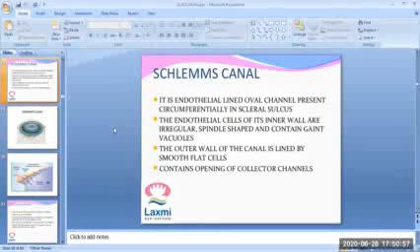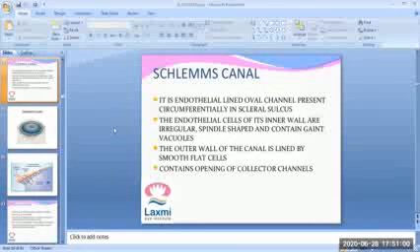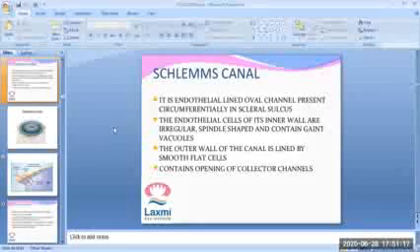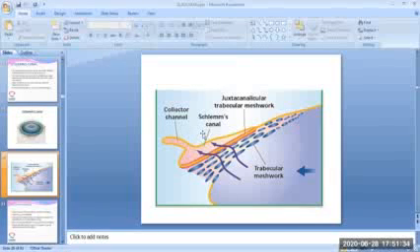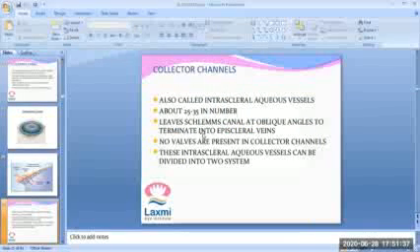The endothelial cells of its inner wall are irregular, spindle-shaped, and contain giant vacuoles. The outer wall of the canal is lined by smooth, flat cells and contains the openings of collector channels. The aqueous humor will flow from the juxtacanalicular trabecular meshwork to the Schlemm's canal, then it will go to the collector channels. So next structure is the collector channel.